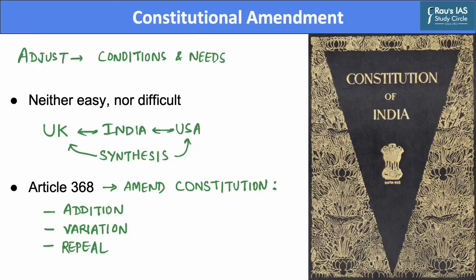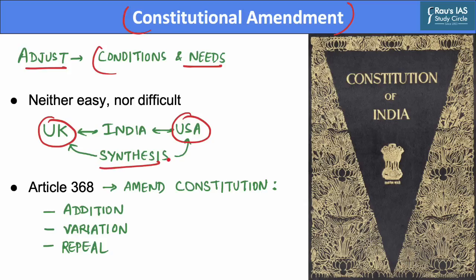Now, how is a constitution amended? Like any other written constitution, the Constitution of India provides for its amendment in order to adjust itself to the changing conditions and needs. However, the procedure laid down for its amendment is neither as easy as in UK nor as difficult as in USA. Thus, in other words, the Indian Constitution is neither flexible nor rigid but a synthesis of both.